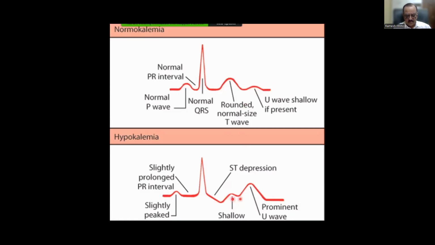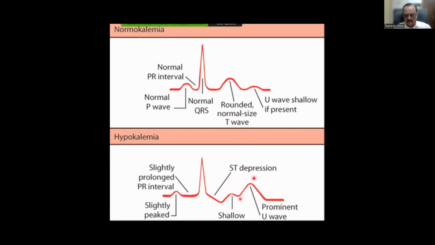This is the T wave. After that, there is a U wave. The U wave should be like this only. It should be in the same direction as the T wave, and it should be smaller than the T wave. See this here. This is the T wave. This is the U wave. Here again, this is the T wave, and this is the U wave.